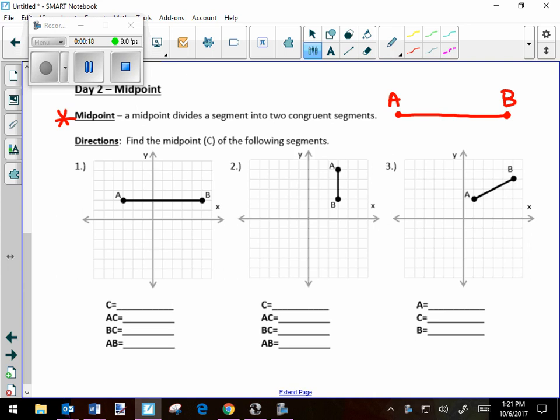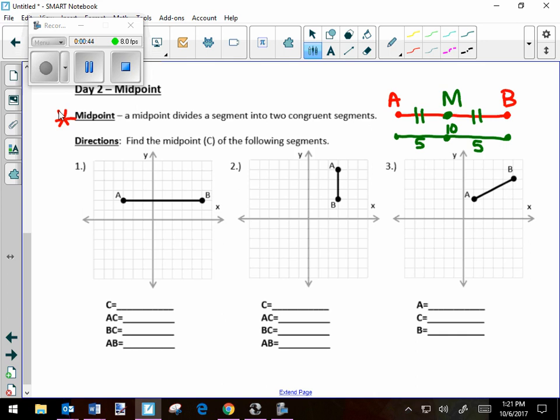So if you have a segment that goes from A to B, the midpoint of this segment will be the point that's right in the middle, between A and B. When that happens, the two parts of the segment on either side are equal to each other. So if this whole entire segment was 10 and you have a midpoint right here, that means that both of the two parts are going to be 5.